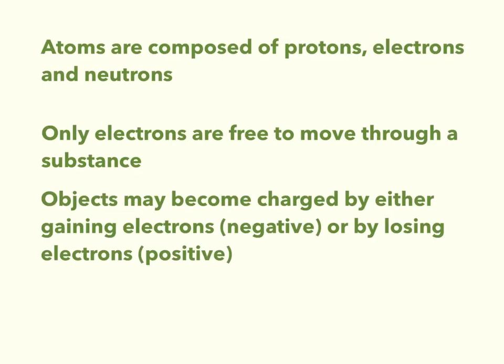So the way objects become charged is either by adding electrons to them, in which case they would be negative, or removing electrons from them, which would make them positive. Positive charges, protons, cannot move. So to make something positive, you would remove electrons rather than adding protons.